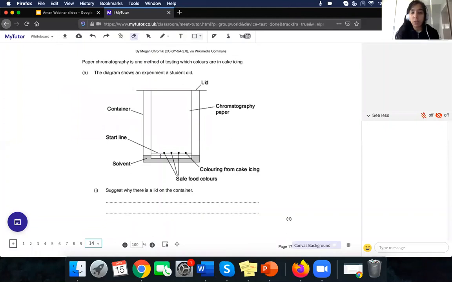Okay, again, paper chromatography is one method of testing which colours are in cake icing. Why is there a lid on the container? What does that protect? Excellent. Someone's saying to prevent evaporation. It's exactly like when we draw gases in states of matter: we always put them in sealed containers, because gases can evaporate. Same thing here, the solvent could evaporate. So that's why we put a lid on. Well done.